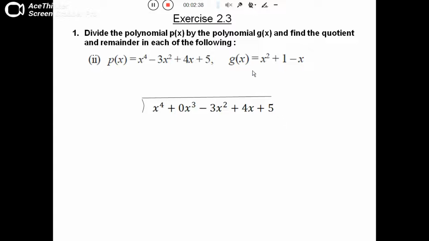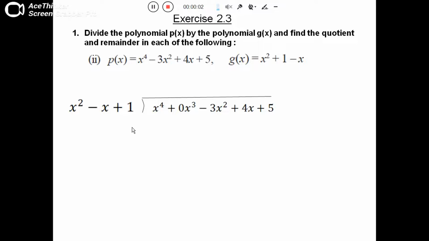Same as in the divisor. In the divisor we have to be careful. Divisor is x square plus 1 minus x. This will be written in this order: x square minus x plus 1. Understood, students? So the power should be in descending order. This you just keep it in mind.